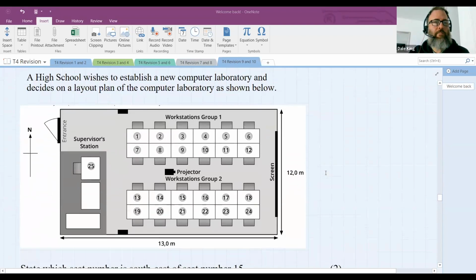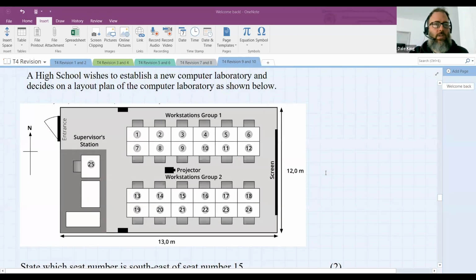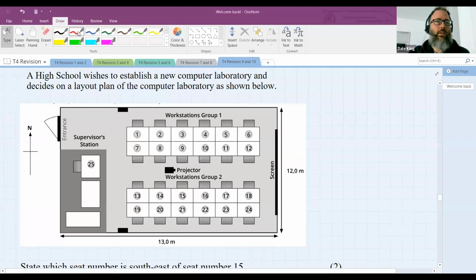All right, here's the scenario. A high school wishes to establish a new computer laboratory and decides on a layout plan for the computer lab as shown below. So it's a new computer lab, right? There's the diagram for the plan of the computer lab. We've got the supervisor station or teacher station on the left-hand side there. We've got a map arrow for showing north on the left-hand side.